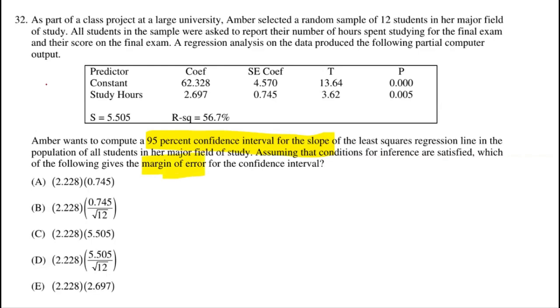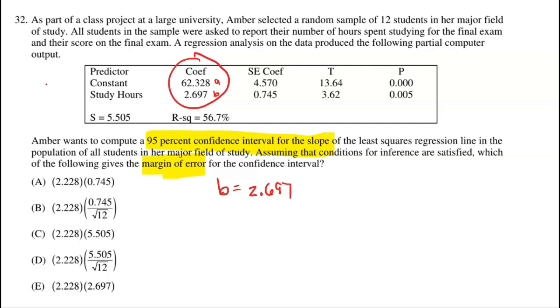Now, a confidence interval for slope starts off with your sample slope. If you're ever confused about how to find that in one of these tables, all you have to do is look at this very first column here, and they go in order A and then B, and B is your slope. So the slope is 2.697. That tells me that in this data, for every 1 additional hour spent studying, the score on our final exam is predicted to increase by 2.697 points.